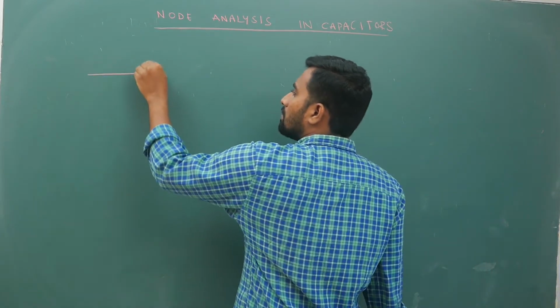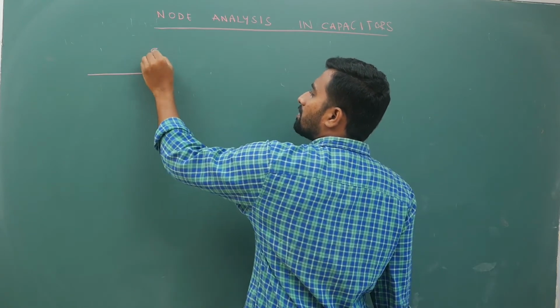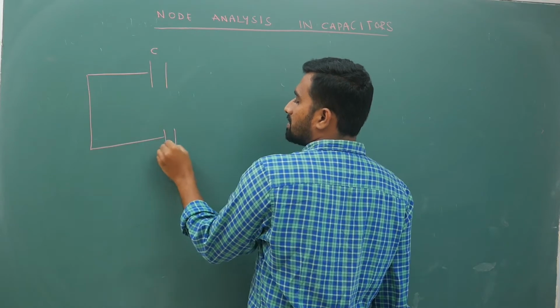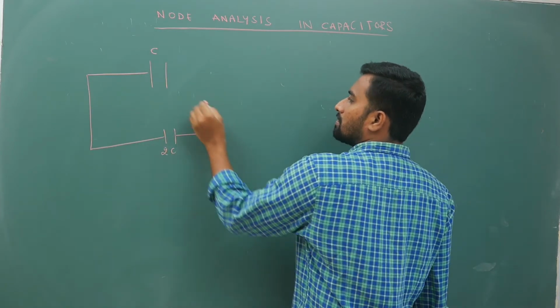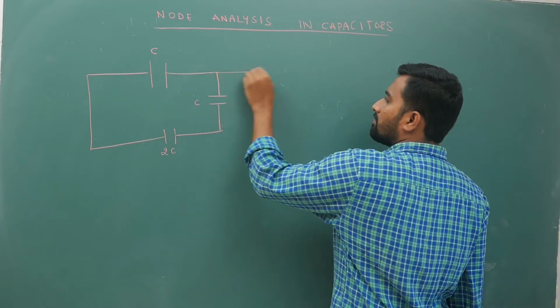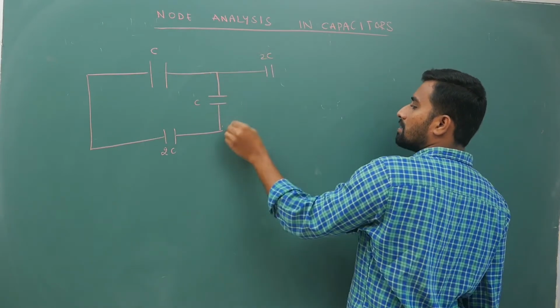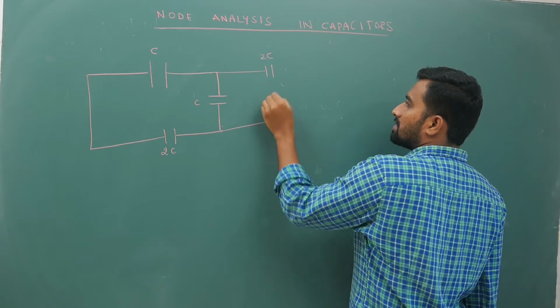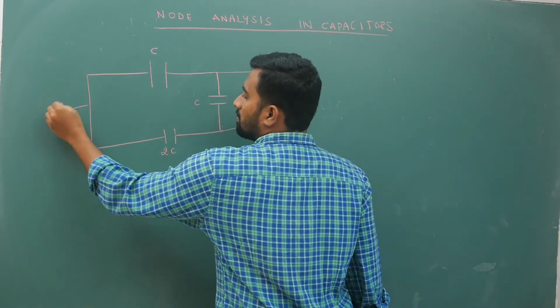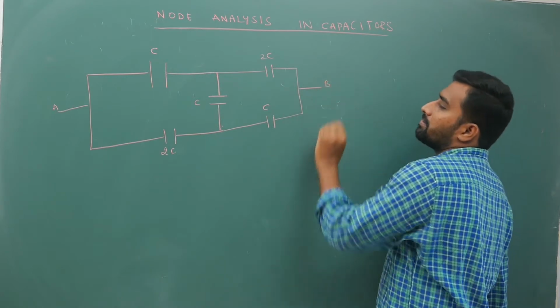Now you have a capacitor C like this, one more capacitor 2C like this, then one more capacitor C here, one more capacitor 2C here, one more capacitor C here, right? And you are supposed to find out the equivalent capacitance between A and B.